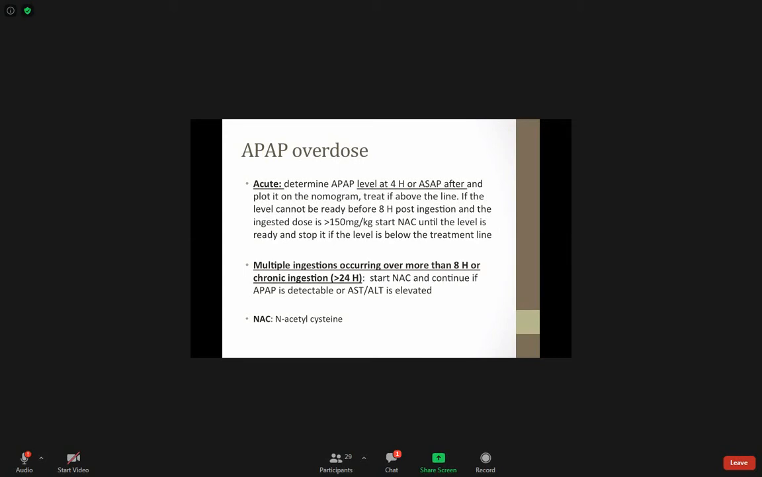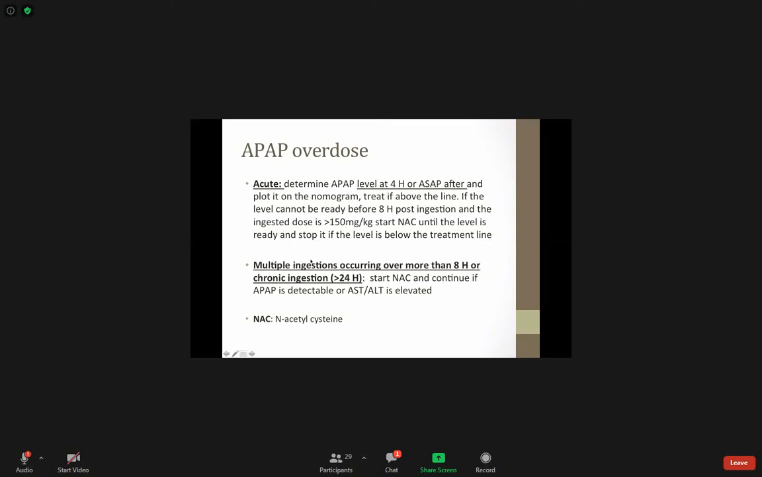If they ingest more than 150 milligram per kilogram and you cannot get the acetaminophen level before 8 hours, then you start NAC and you ask for the level. If the level is below the line, you stop the NAC. If the level is above the line, you continue the NAC, okay? And this is for acute overdose.